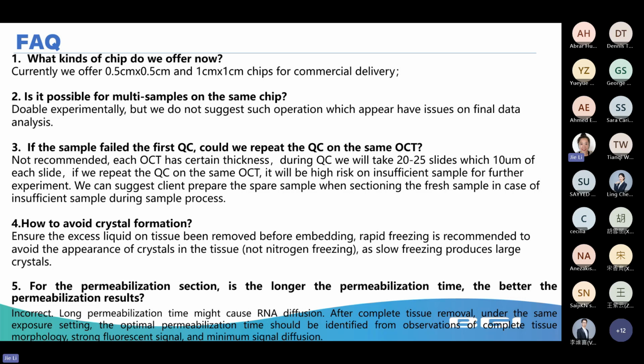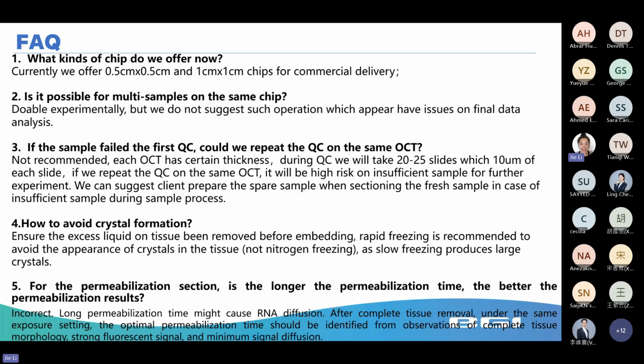Is it possible to do multiple samples on the same chip? It's experimentally doable, but we do not suggest this operation because if you have samples with different tissues, they may need different times for permeabilization. And if you do not pick the optimal time, it could affect your result greatly.